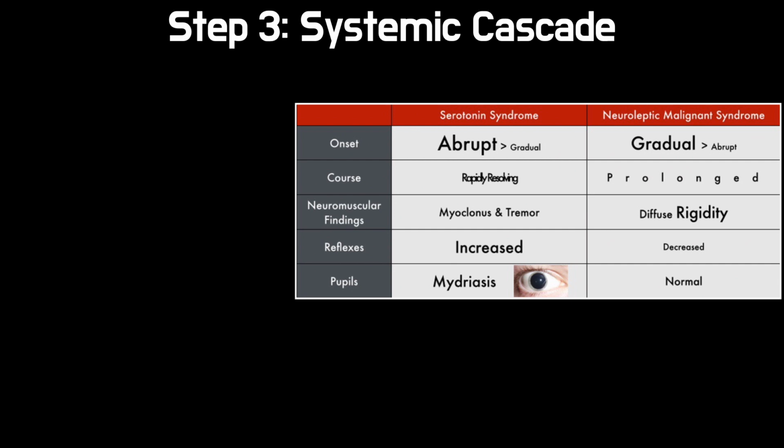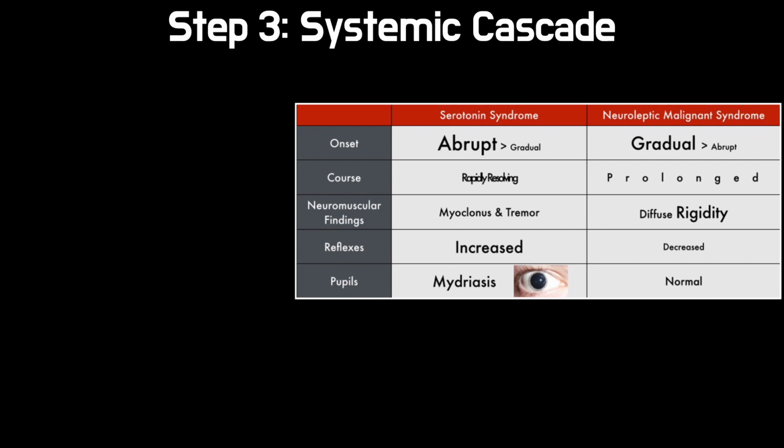This is the difference between serotonin syndrome and neuroleptic malignant syndrome. The onset of serotonin syndrome is abrupt, while it is gradual in NMS, and the course is rapidly resolving in serotonin syndrome and prolonged in neuroleptic malignant syndrome. Neuromuscular findings: myoclonus and tremor in serotonin syndrome, diffuse rigidity in NMS, and reflexes are increased in serotonin syndrome and decreased in NMS. And pupils: it is mydriasis, that is dilatation of pupils, in serotonin syndrome, and normal in NMS.